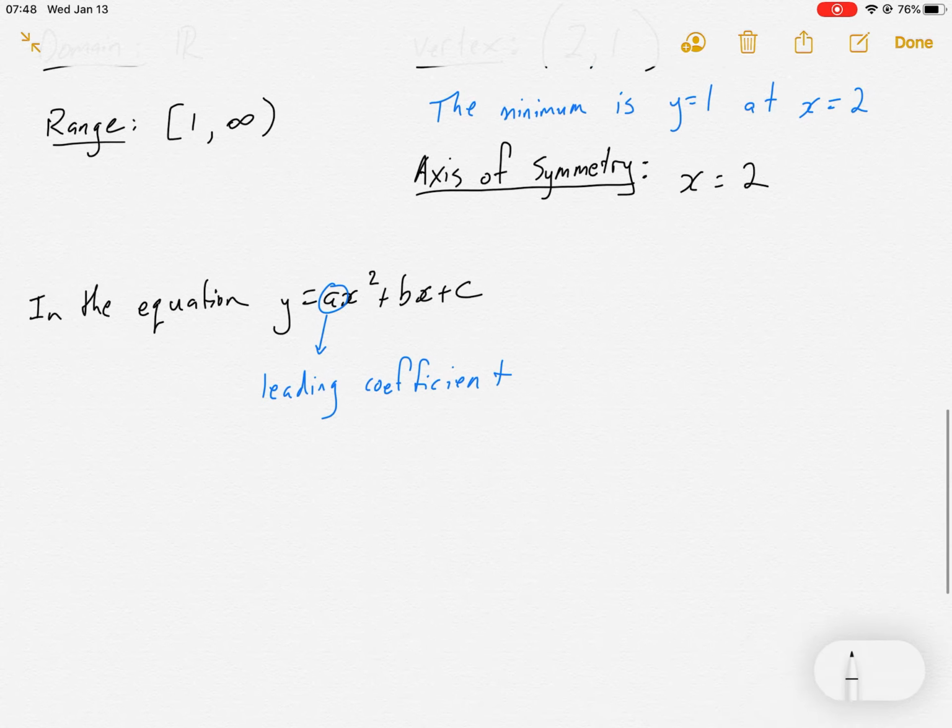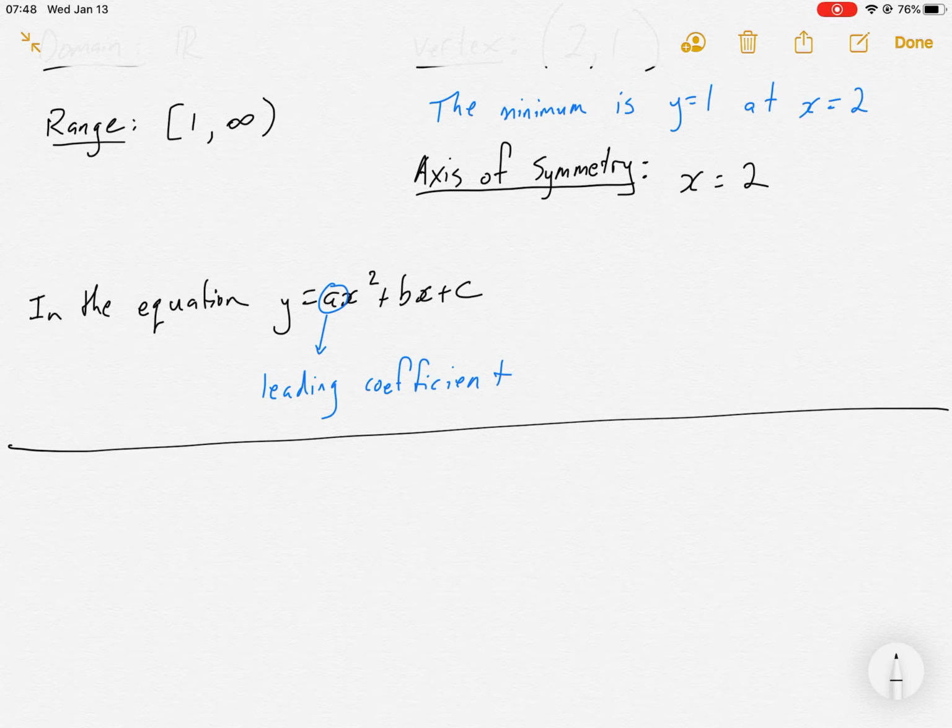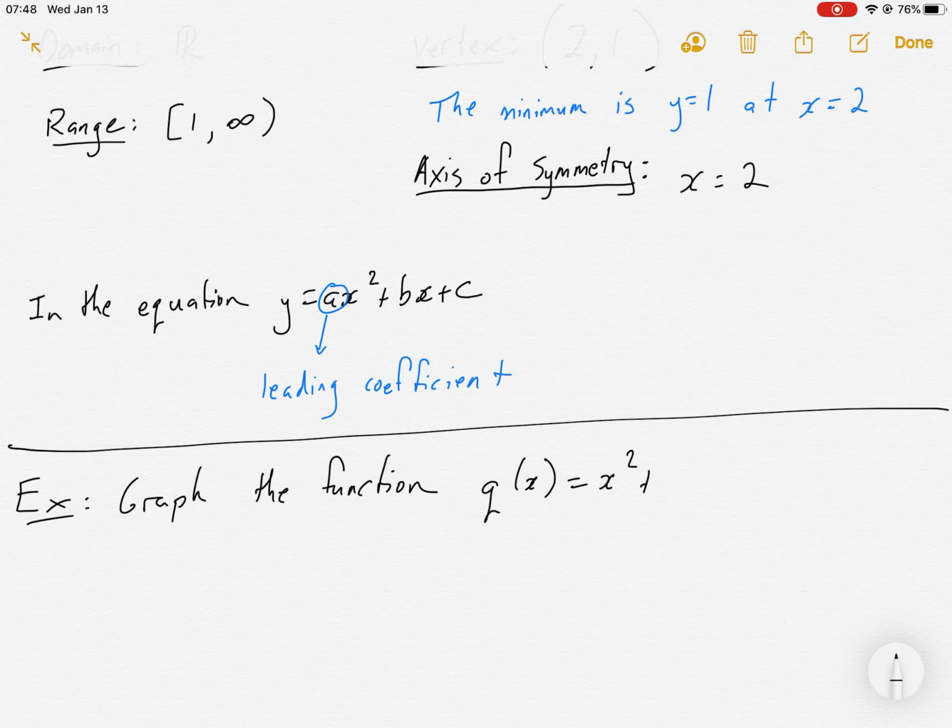All right. So hopefully that was a good little reminder of parabolas and quadratic functions in general. We haven't really done anything specific. We've just defined some vocab words. So now let's get into an actual example where we graph. So let's go ahead and graph the function q of x equals x squared plus 4x minus 5.